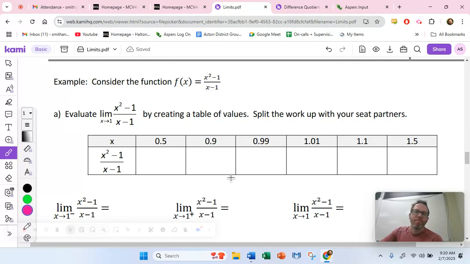All right, let's continue. So here's another function, x squared minus 1 over x minus 1.